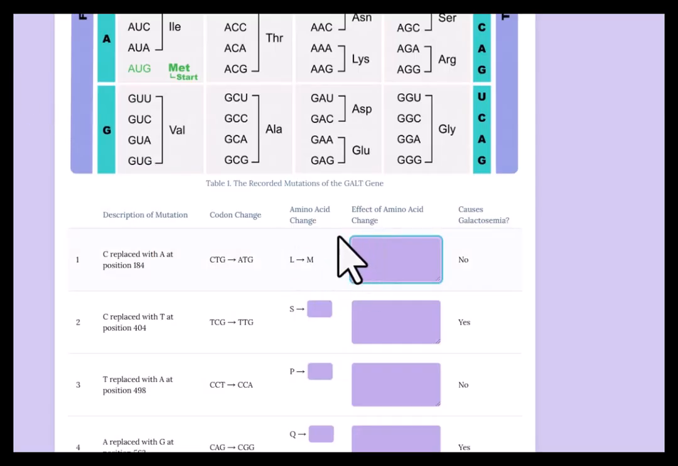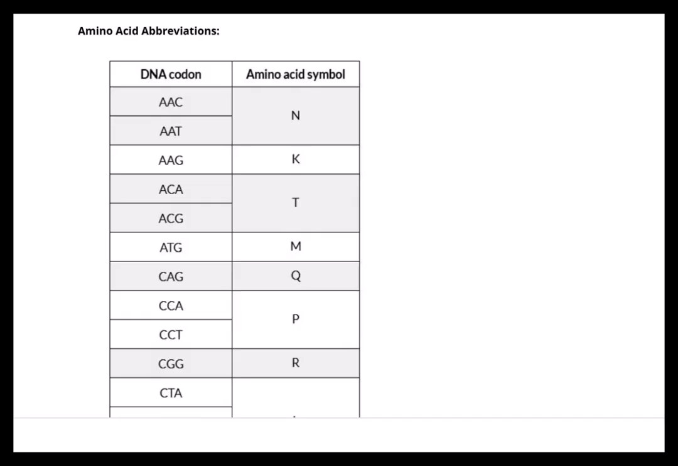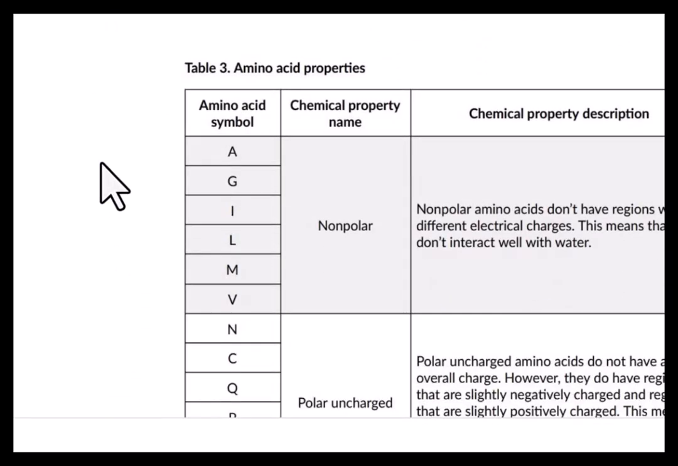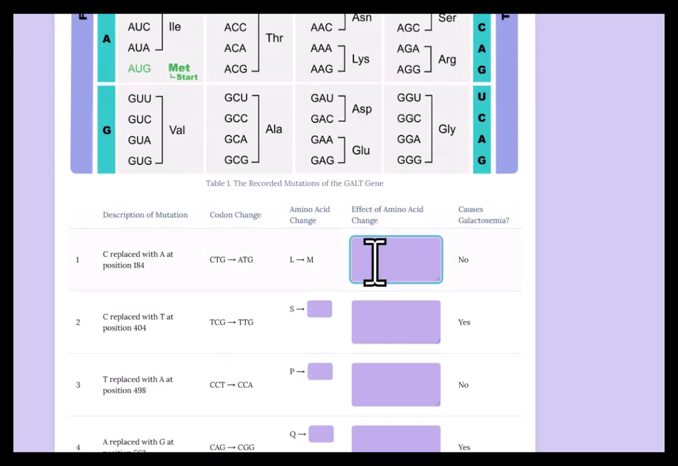So what's the effect? How do we know what is the effect of that amino acid change? Well, we go down here to our next chart, which is the properties of amino acids. So we find L right here. It was leucine, and now it's methionine. These are both non-polar amino acids. So it's going from one non-polar amino acid to another non-polar amino acid. So you can type here in the box one non-polar amino acid changed with another.